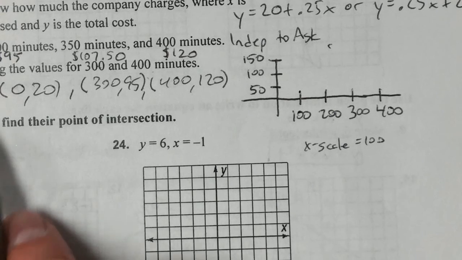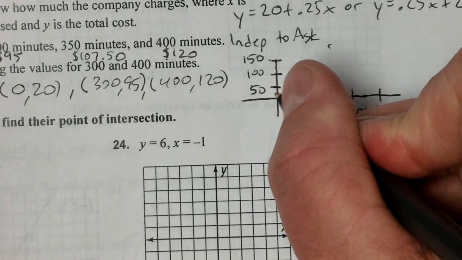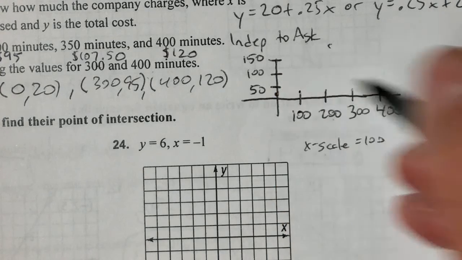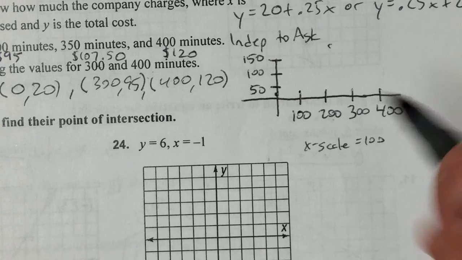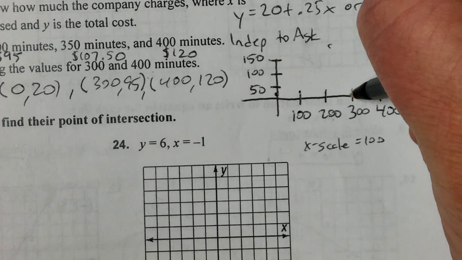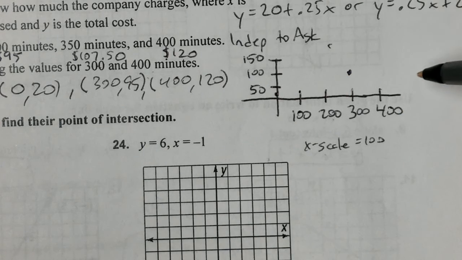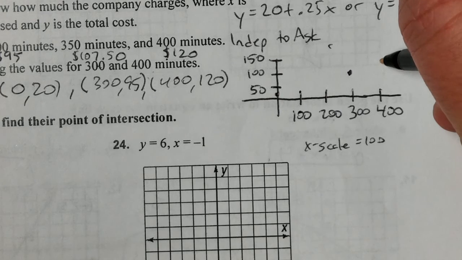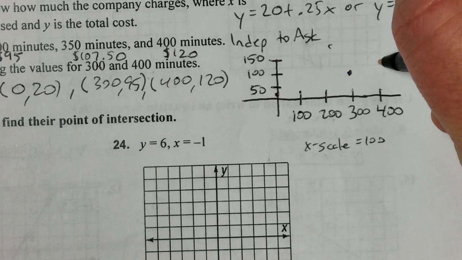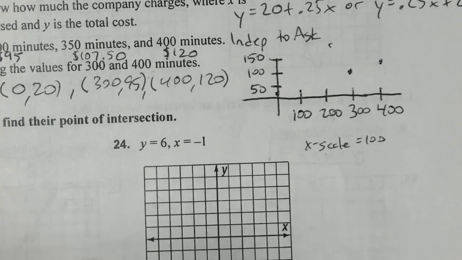So the first thing is 0, 20, so that's going to be about right there, a little less than half. And then 300 was 95, so go to 300 and then go right below the 100 mark. And then 400 is 120, so about like that. And then just use your straight edge.